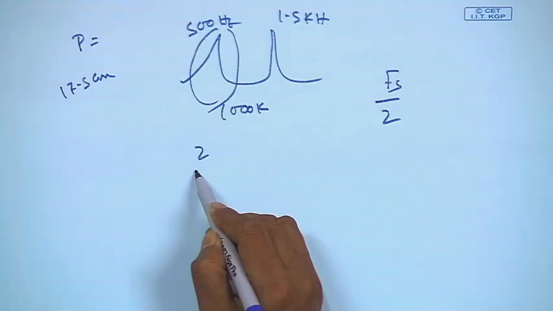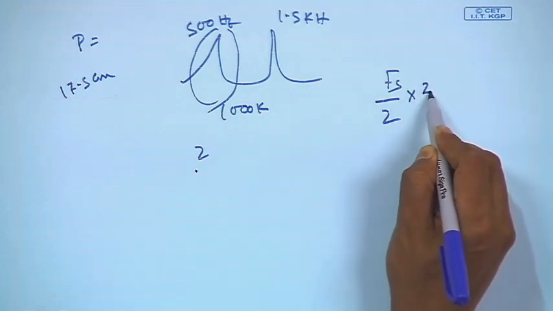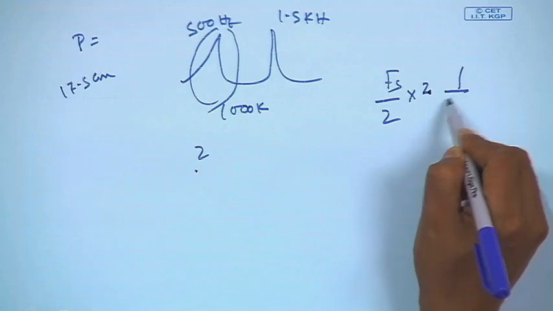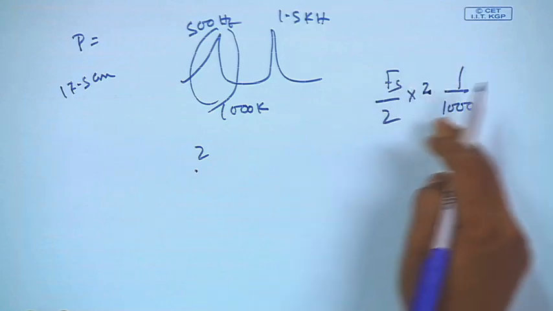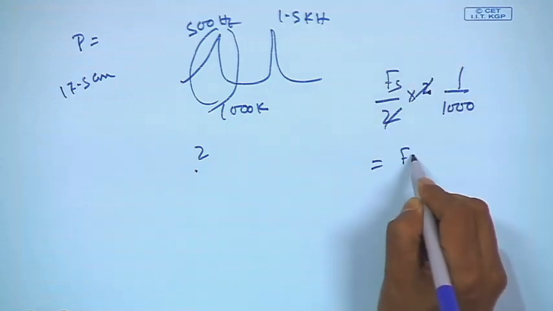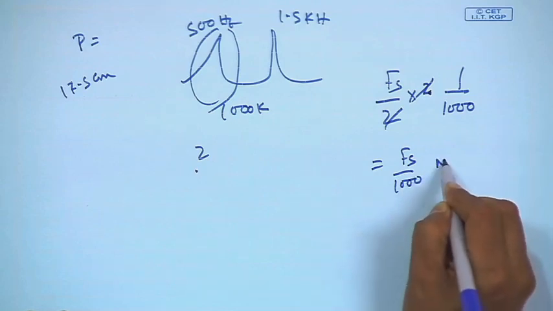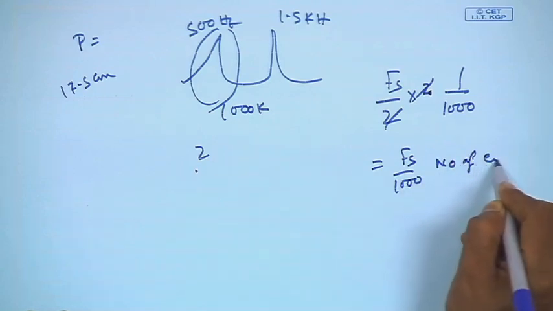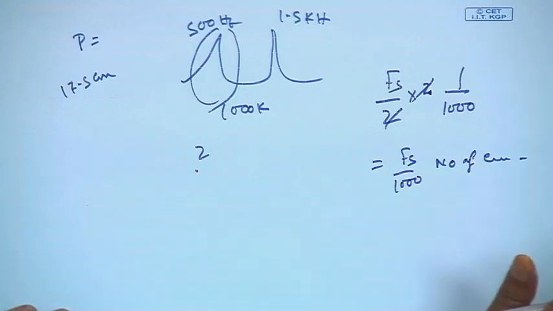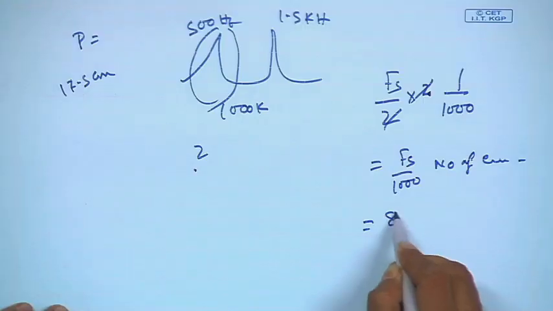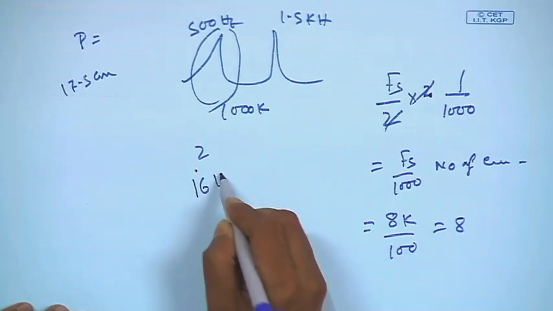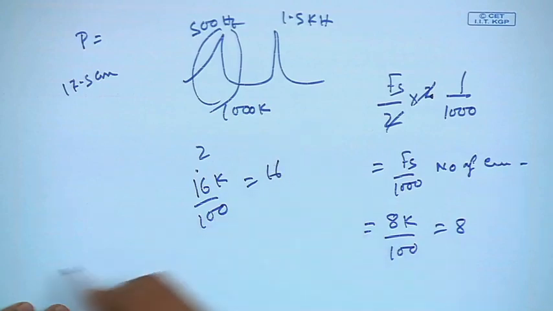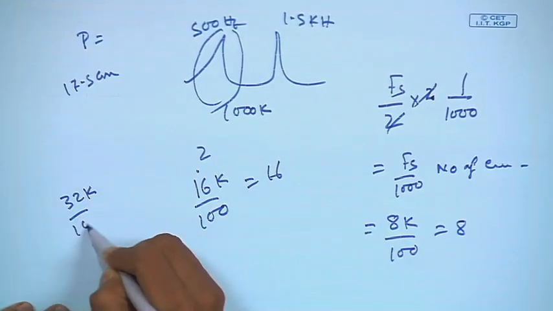So, Fs by 2 into 2 poles, for every 1000 hertz. So, I can say Fs by 2 into 2 by 1000, the 2s cancel. So, the number of poles is Fs by 1000, the number of complex poles, not conjugate, then it will be half. If it is 8 kilohertz, then 8k divided by 1000, so I can say 8. If it is 16 kilohertz, then 16k divided by 1000, 16. If it is 32 kilohertz, 32k divided by 1000, so it is 32.